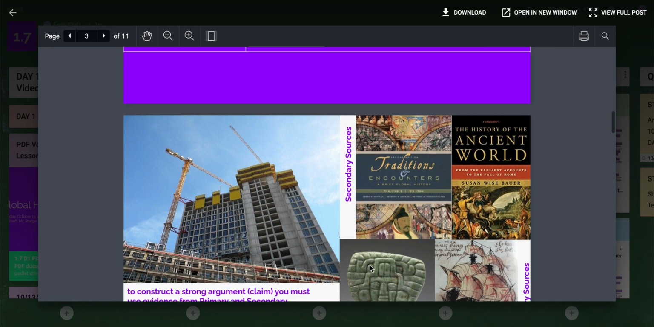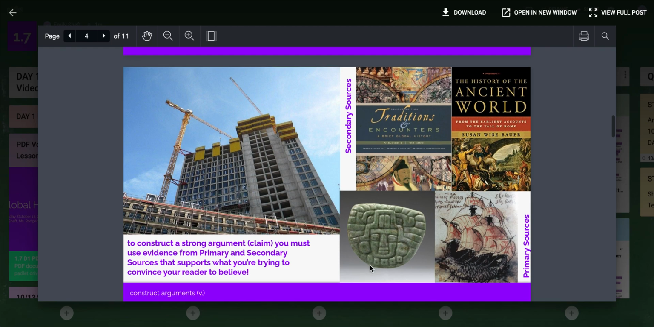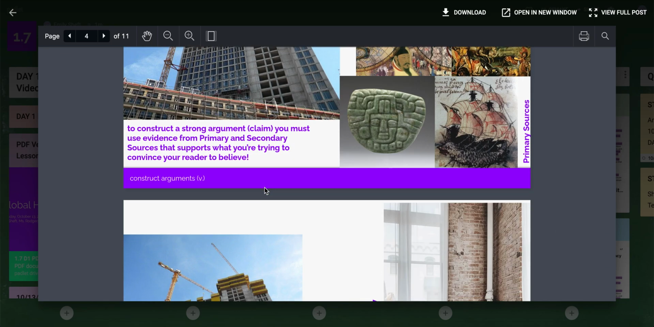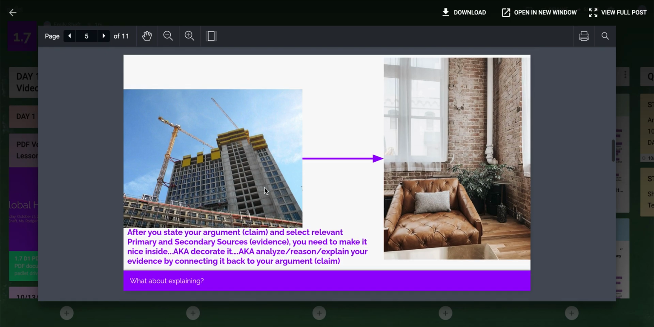We know that we need to support a claim with evidence, so let's think about this. To construct an argument or a claim, you must use evidence from primary and secondary sources that support what you're trying to convince your reader to believe, right? So I'm thinking of construct as an actual construction. To actually build your argument, you need secondary sources and primary sources that are going to support whatever it is that you're trying to build. Not just random stuff, important stuff, right?